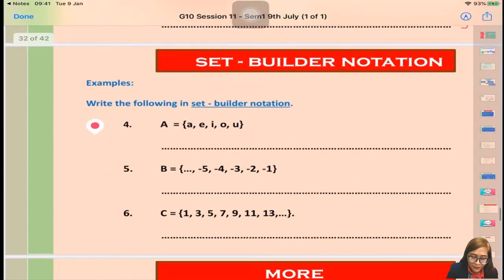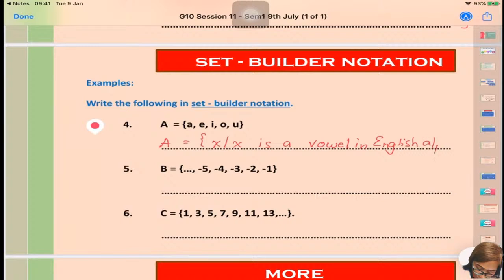Number 4. A is the set of A, E, I, O, U. Okay, what is it? A is the set of, what are these letters? So these are the what? In the Thai alphabet or in English? In the English alphabet. Okay. Oops, close and then answer, A and S. Okay, how about B? What are these numbers? What is common with these numbers?